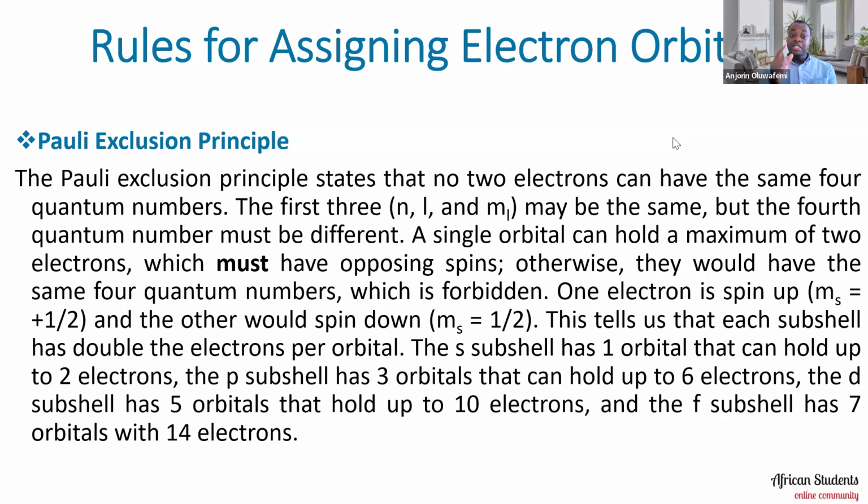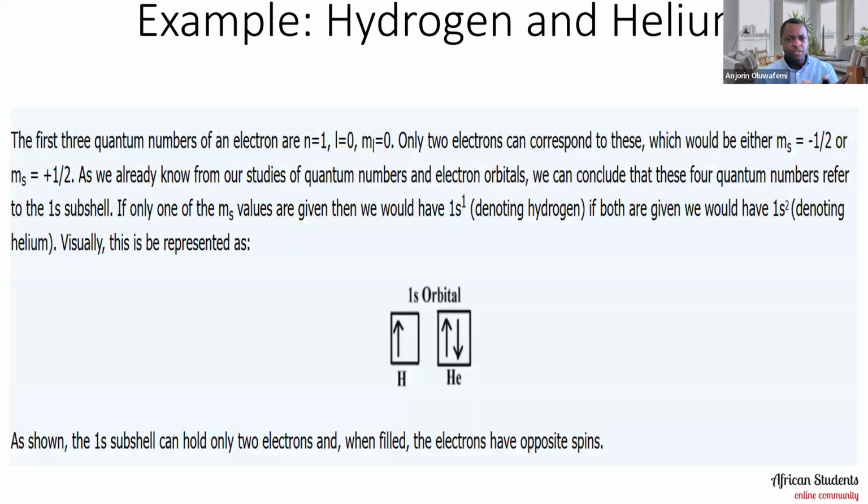Now the d subshell has 5 orbitals that can hold 10 electrons. And then the f subshell has 7 orbitals that can hold a total of 14 electrons. So these are very, very important that we take note of. Okay, that is Pauli's exclusion principle. Let's look at this example just to buttress what Pauli's exclusion principle is talking about.